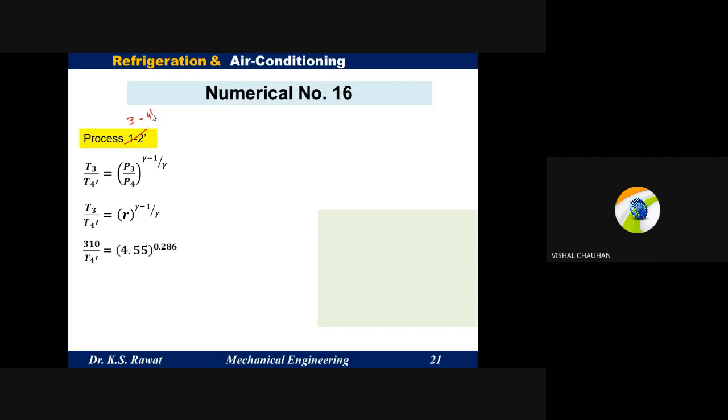Sir, 200.37. So it's 201 approximately. 201.07 Kelvin. Okay, so I will approximately take the value of 201.